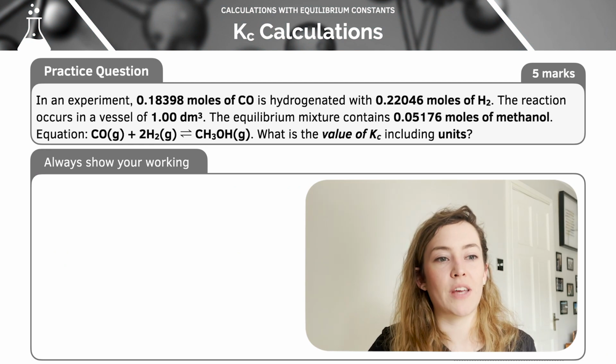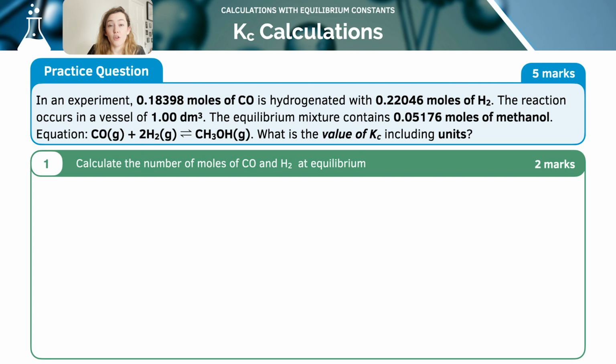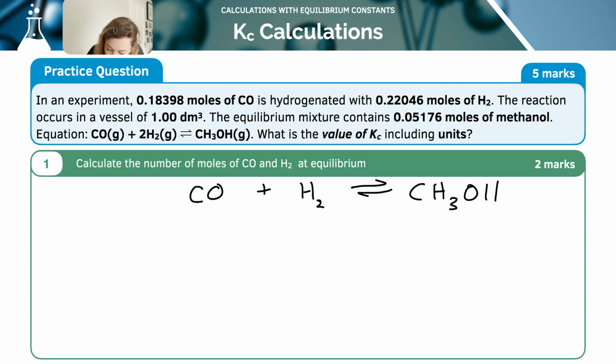So here's a question to have a go at. Pause the video and then I'll do a work through. First of all, I'm going to draw my equation on the top like this. And I'm going to use what we call an ICE table. I'm going to work out the initial moles, the change in moles, and the equilibrium moles, so I, C, and E.